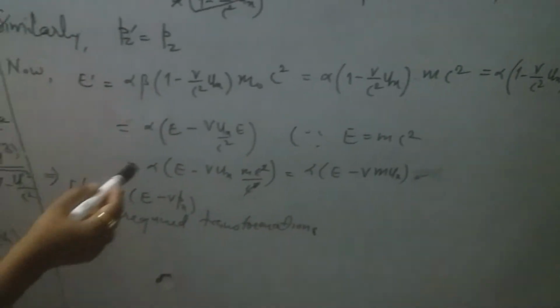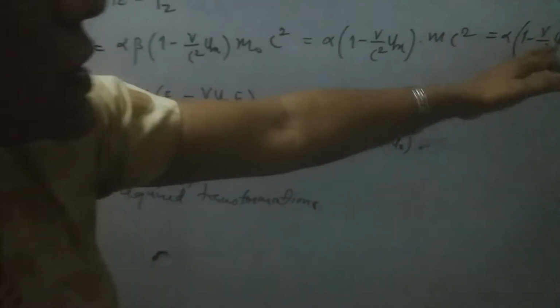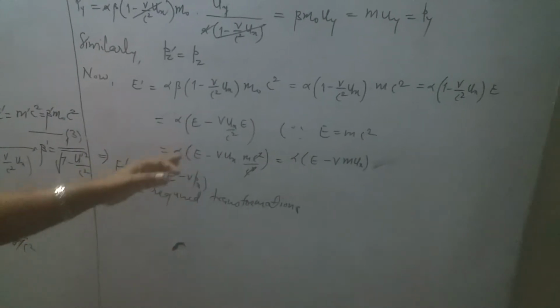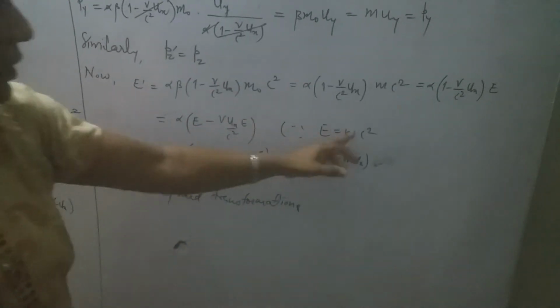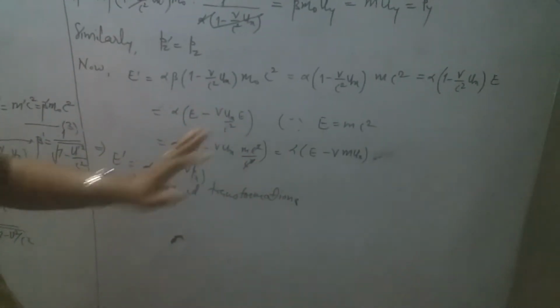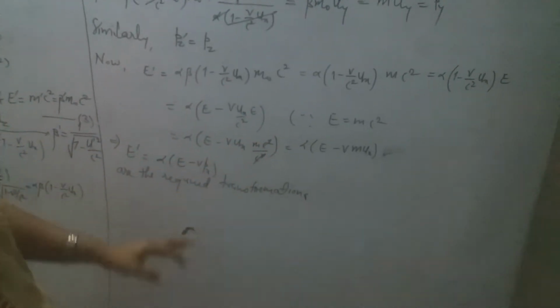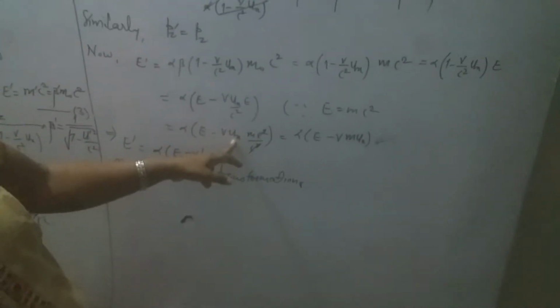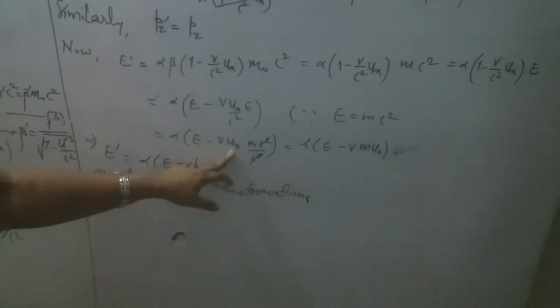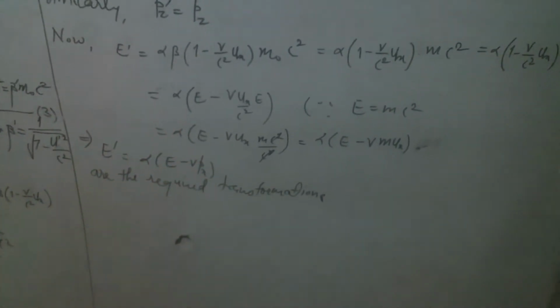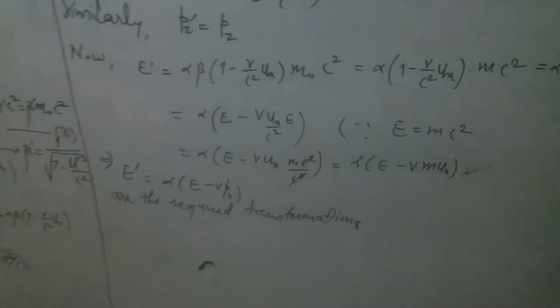So we can write here alpha into, just multiplying this bracket by E, E minus v by c square E into ux. Now again we have E equal to mc square, for the second term we substitute in the bracket, so that c square will get cancelled. Again you will find m into ux, that is mass into the x component of velocity, which is nothing but the x component of the linear momentum, that is px. So we will get E dash as alpha into E minus v into px. These are the required transformations.